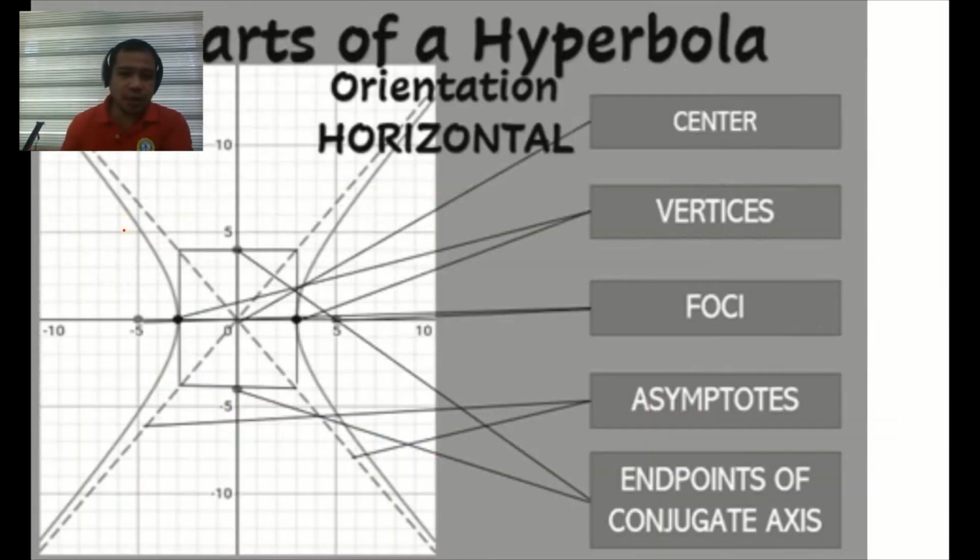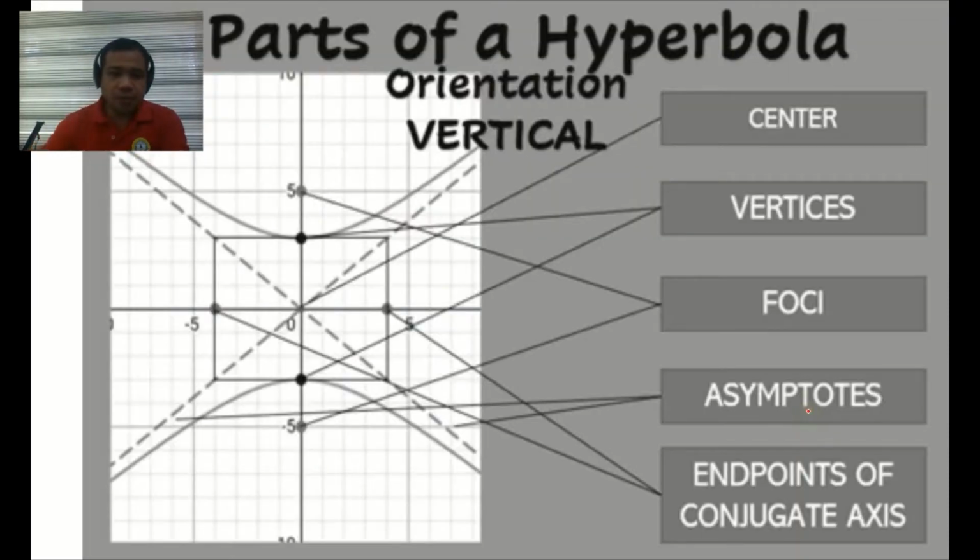This is an example of a horizontal hyperbola. So it is opening from left, and another one is open to the right. And another one, this is also an example of vertical. This opens upward, and we also have downward.